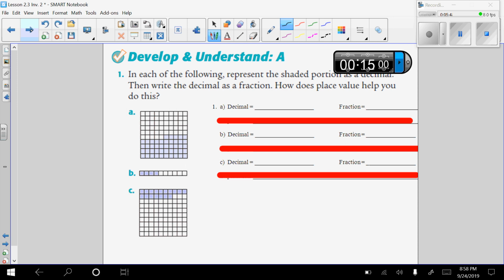Now let's get into our notes. We are on page 29 in your yellow book. We are going to develop some patterns here, looking at shading of hundreds blocks. We've all studied 100 blocks before to see what is shaded.